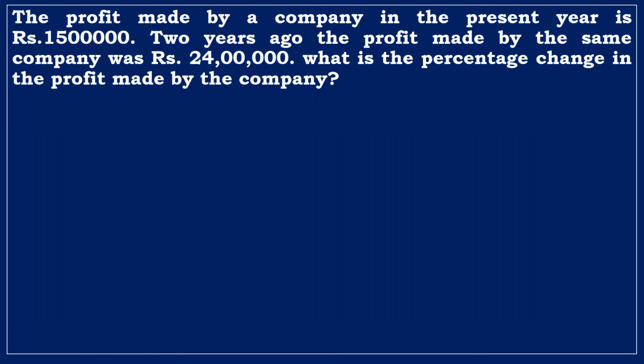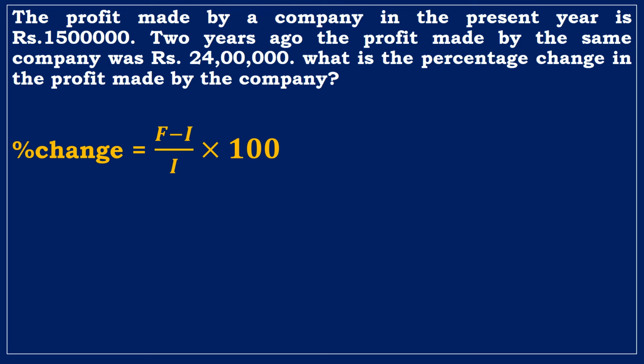The profit made by a company in the present year is Rs 1,500,000. 2 years ago the profit made by the same company was Rs 2,400,000. What is the percentage change in the profit made by the company? From the question, the initial value is Rs 2,400,000 and the final value is Rs 1,500,000. Simply substitute these numbers into the percentage change formula.